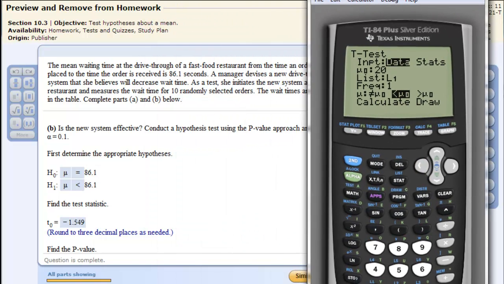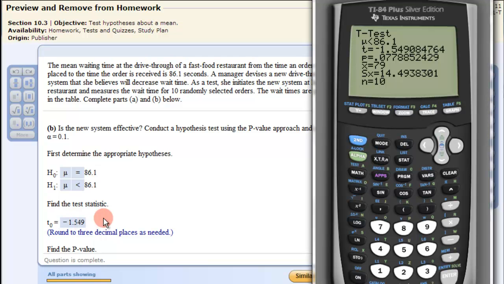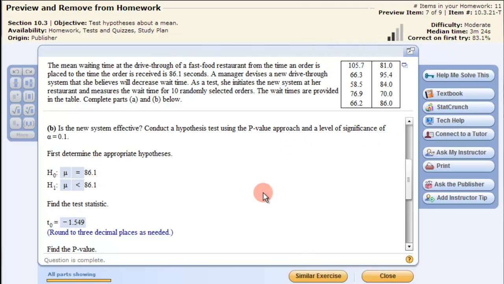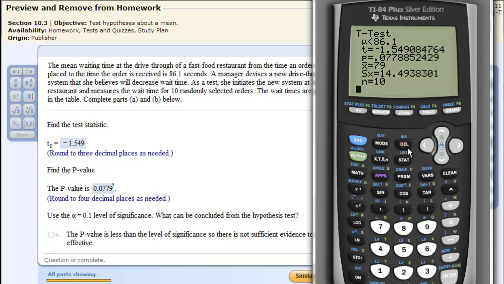Now we enter our information from here. The mu naught is the 86.1. The list is L1. You want to make sure that's highlighted. Go down. Frequency, leave that at 1. And then we have a less than again. So we're going to go less than, have that highlighted, and then click Calculate. This will give us our t-value of negative 1.549. So that's our t-value. And then it's going to ask for us to find the p-value. Well, this does that for us also.